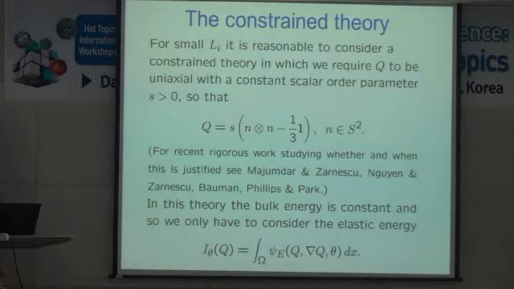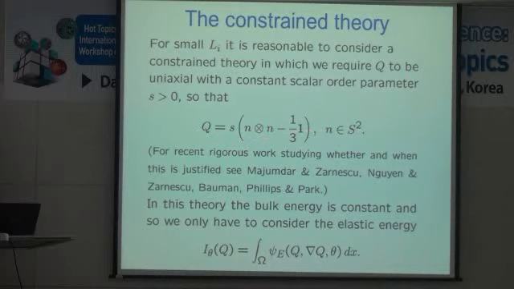Okay, so now the Landau-de Gennes energy has an energy density that depends on Q and the gradient of Q. So here's Q. So that's expressed in terms of n. So the gradient of Q, you can just differentiate it. So you get things like S gradient n tensor n plus n tensor gradient n, terms like that.